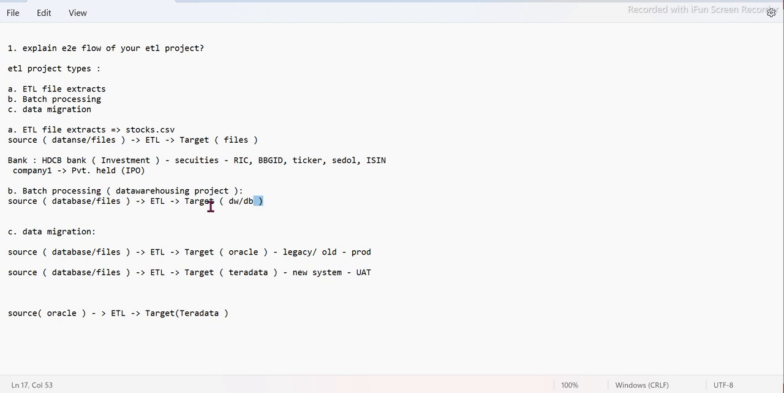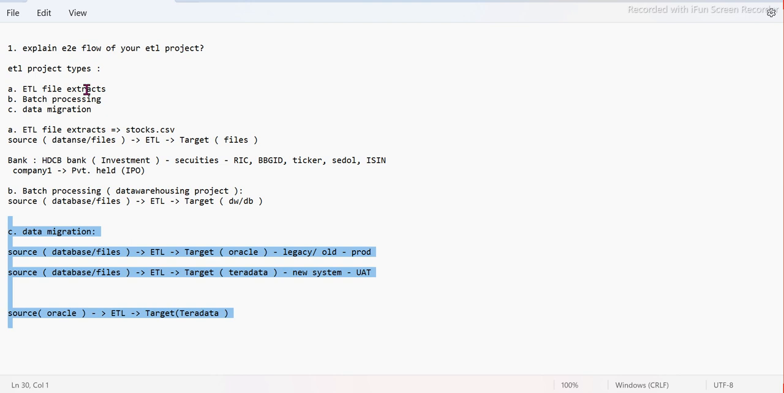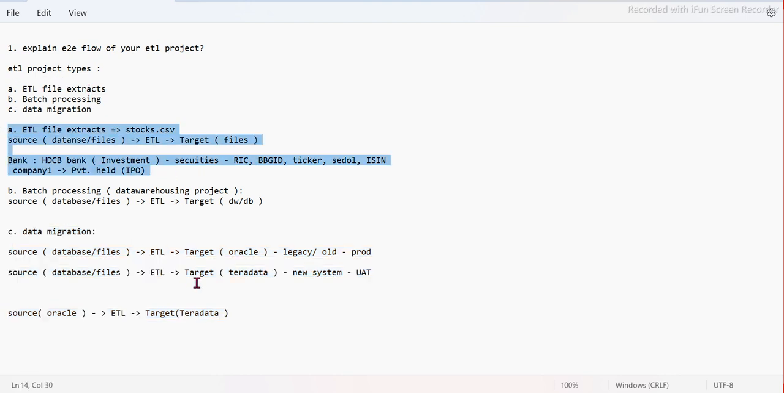This is another type of project, but the most widely used, as I said, is the data batch processing project. Then we have this data migration project, and these two are actually lesser used than the second one, the batch processing one. I hope you are able to understand these three types of projects, and I took a bit more time just to explain so that you get a holistic understanding when you are in an interview, right? So that's all.